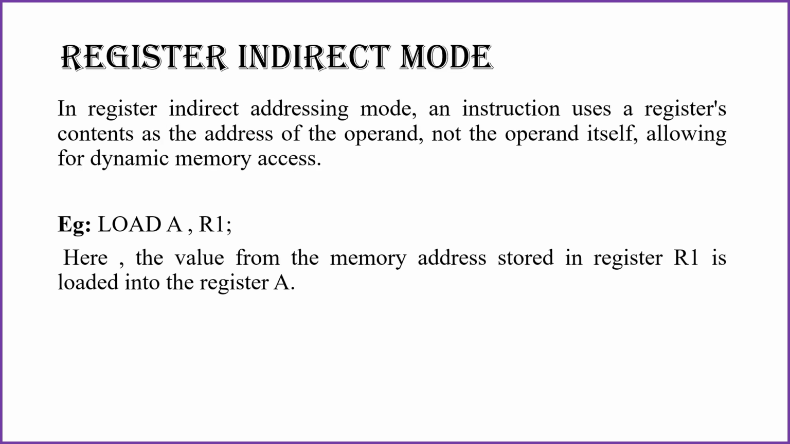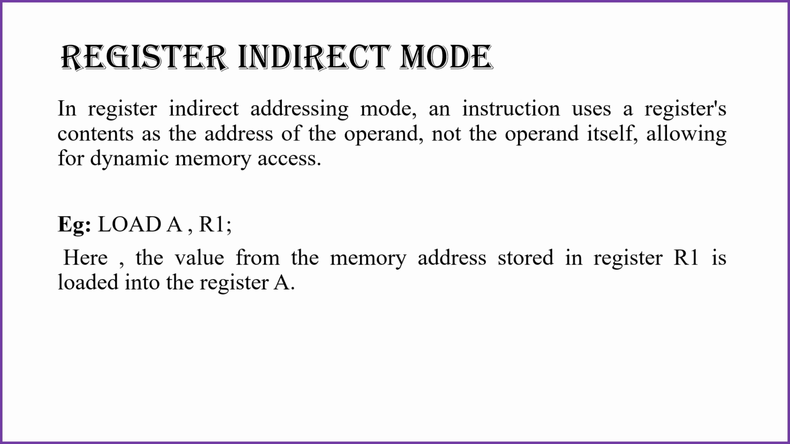Next, we have the register indirect mode. In register indirect addressing mode, the instruction specifies a register that contains the memory address of the operand. So, the CPU first fetches this address from the register and then retrieves the actual data from that memory location. An example instruction given here is load A, R1.